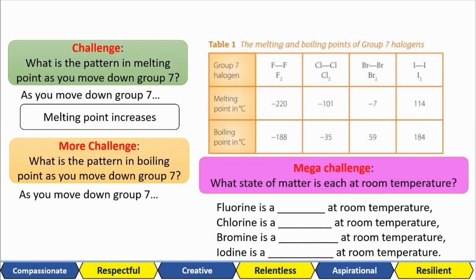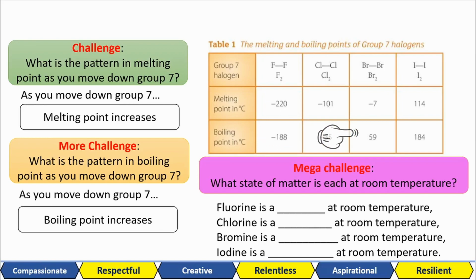We see that melting point increases as you go down the Group 7 elements. Remember that minus 220 is colder than minus 101. The same is true for boiling point, it increases as you go down the group. This next one could be a little bit tricky because room temperature is defined as 25 degrees Celsius. So you have to look at the melting and boiling point and have 25 degrees in your mind.